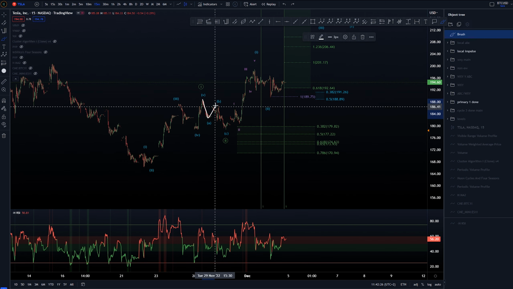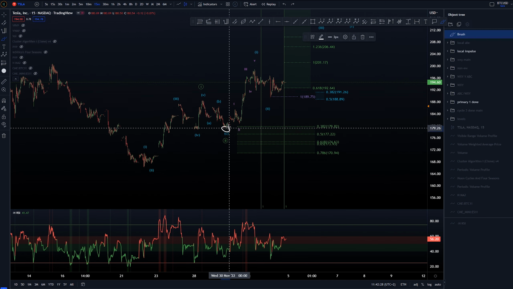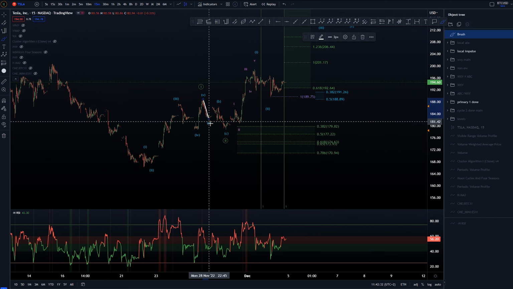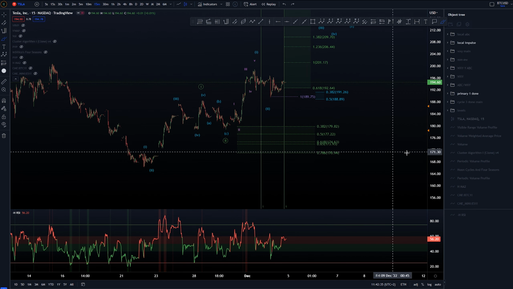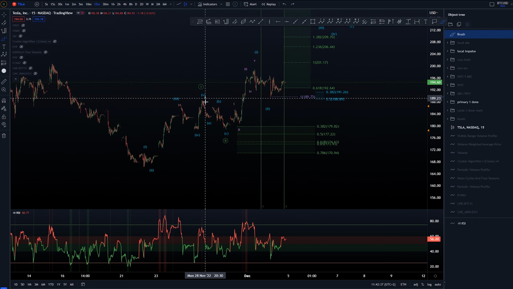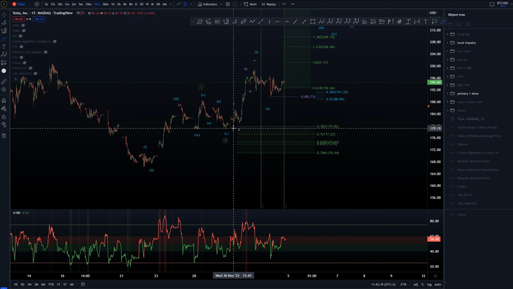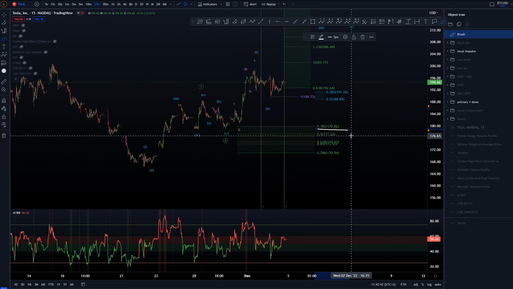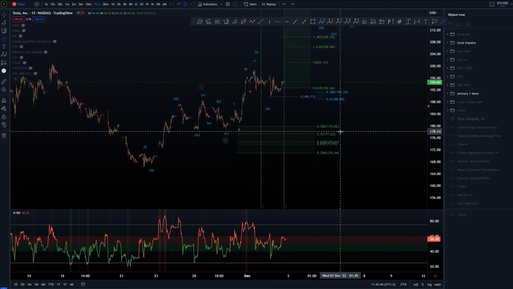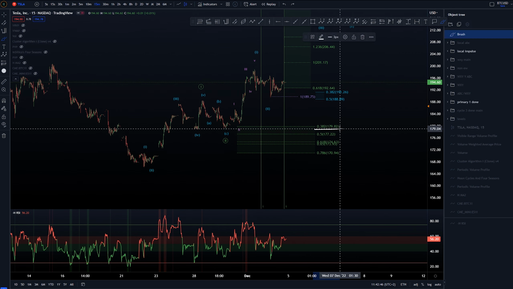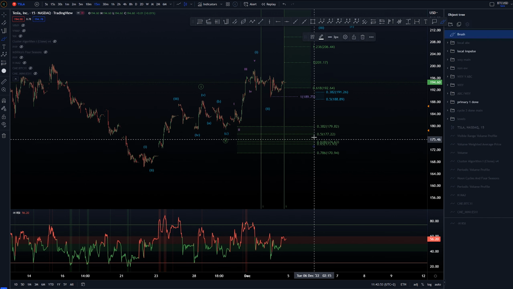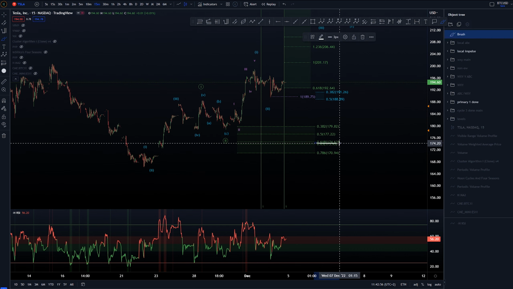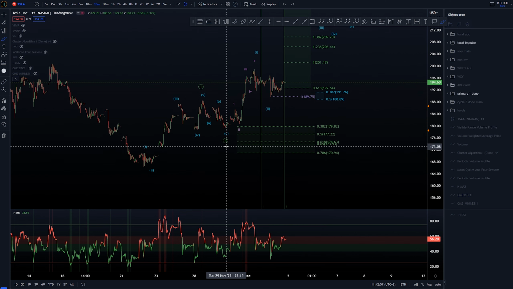Then we had a potential ABC extending to the 1.236 extension of the A wave for that C wave, and what we had there was the first target of a long setup. Again, as we had a 3-wave move complete here, this was basically the first entry for a long. I had a long here as well on these lows, and I was going to be adding at the 0.5 and the 0.618 here as well. However, the price never got there.